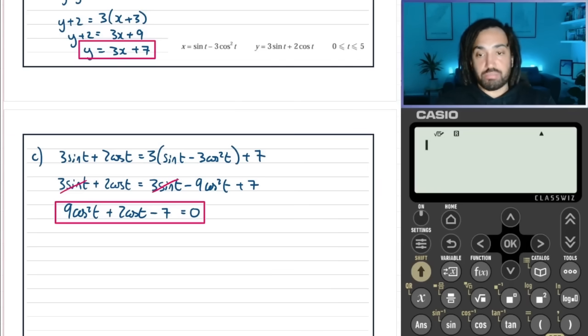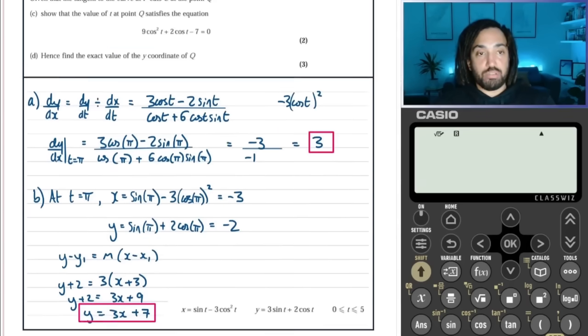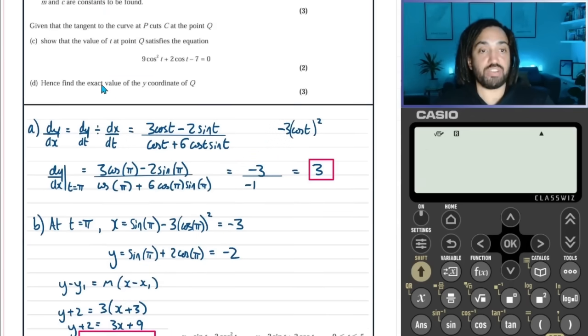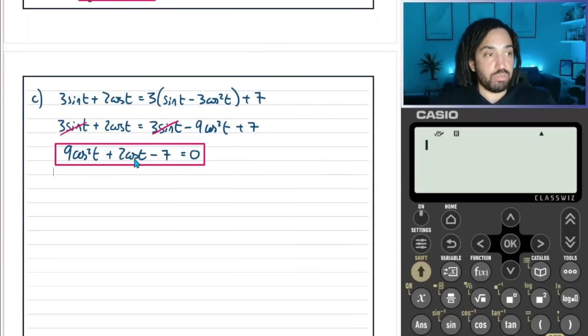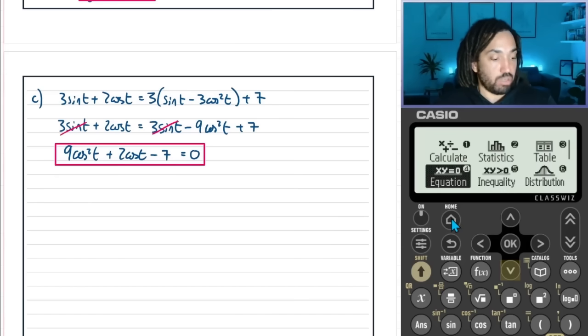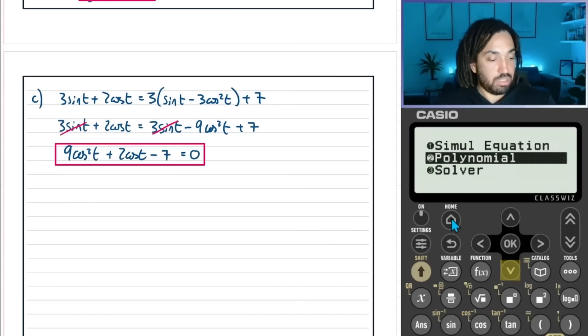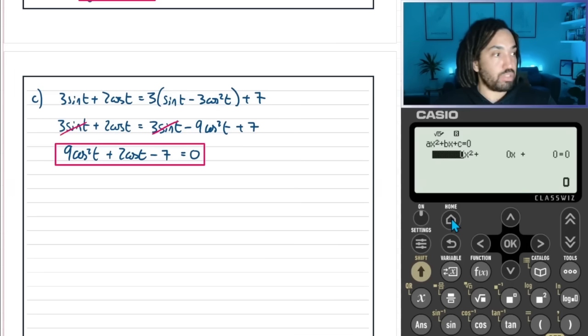Perfect. Okay, and then the final part of the question says, hence find the exact value of the y coordinate of Q. Okay, so let's solve this equation then. That is clearly a quadratic. So we're going to go to our quadratic solver, and we're going to solve this quadratic. 9, 2, and minus 7.